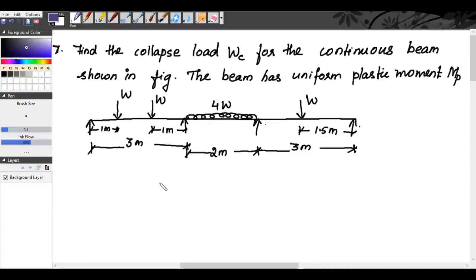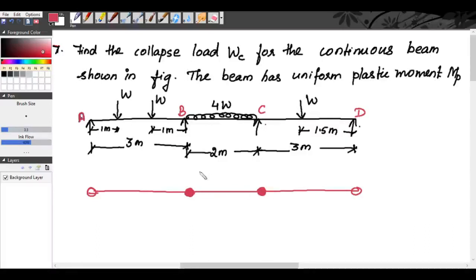So listen, here let us take this point as A, and the supports as B, C and D. At A and D you will have mechanical hinges. B and C are intermediate supports, which means B and C should be assumed as fixed supports. So at B you will have a plastic hinge, and at C you will have a plastic hinge.